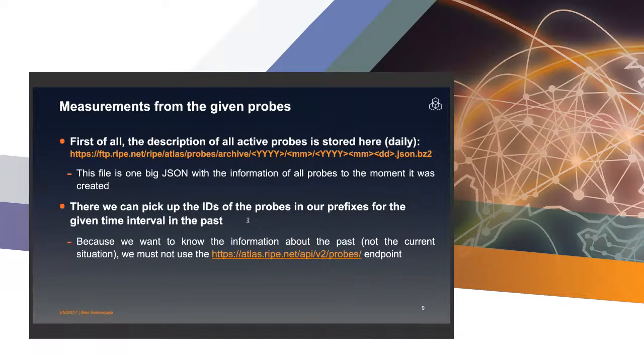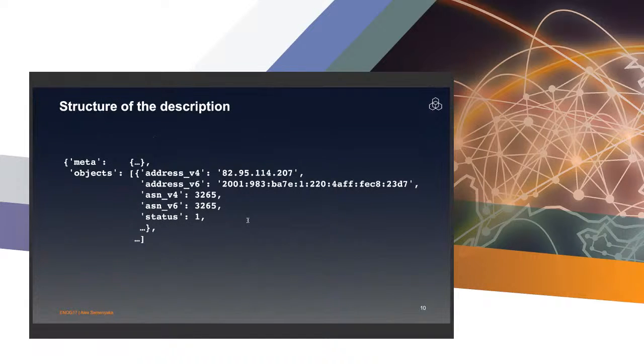And we are interested in just one file, basically, that can be found if you follow that link. In this file, you will find one big JSON object that can be parsed, and the list of probes can be retrieved out of this JSON. Its structure is very simple. There is metadata that describes what lies ahead, and then there is a list called objects. One element is one probe.